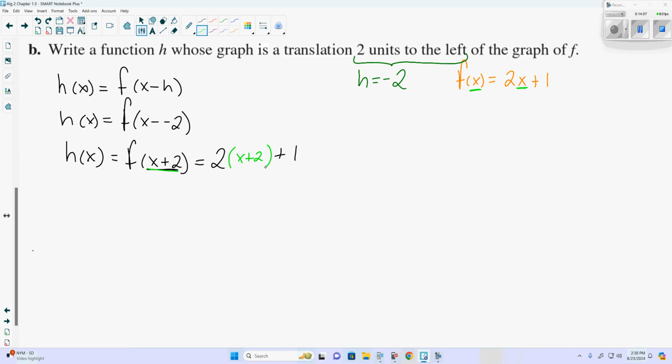There's only one x, so it's only going to be put in there once. But if we had said an x squared, we'd have x plus 2 squared, and then we'd have the other x. Every single time it shows up, it's going to be replaced with x plus 2.